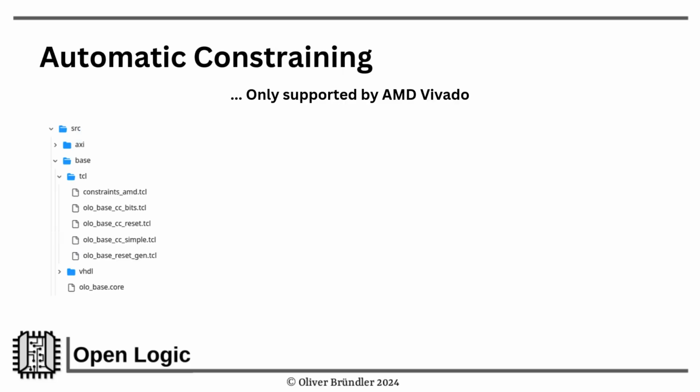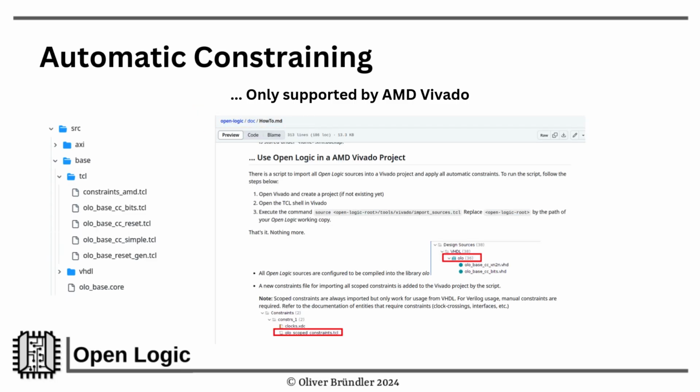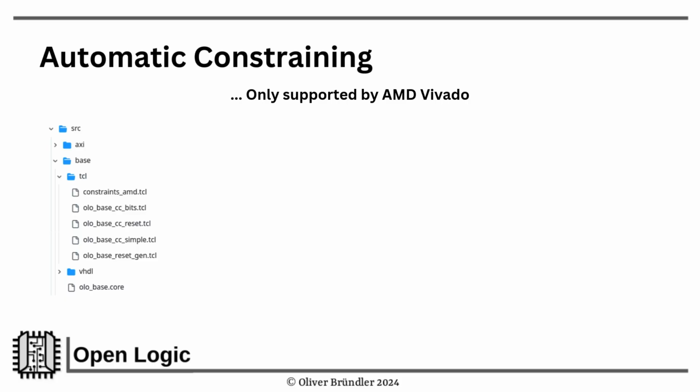Vivado allows so-called scoped constraints. Corresponding Tcl files are provided along with the VHDL sources. The easiest way to include the constraints is to integrate OpenLogic in Vivado as described in the how-to document. A script is provided which allows you to integrate all OpenLogic sources, including the corresponding constraints, into your project. If you do so, all clock crossing paths are constrained automatically, and really only the clock crossing paths. So if you have connections between clock domains outside of OpenLogic clock crossings, those still have to be constrained manually, and if you don't do so, you will receive timing violations.